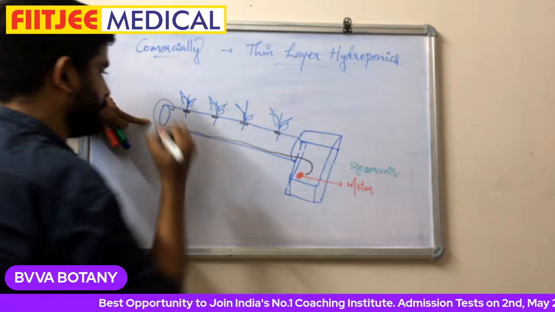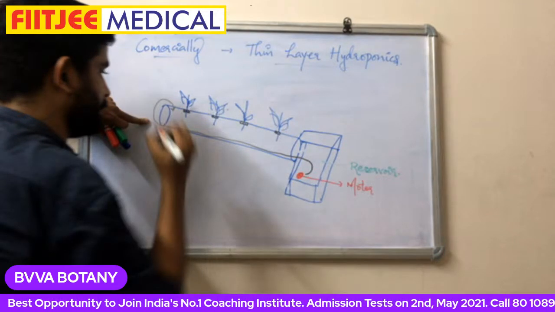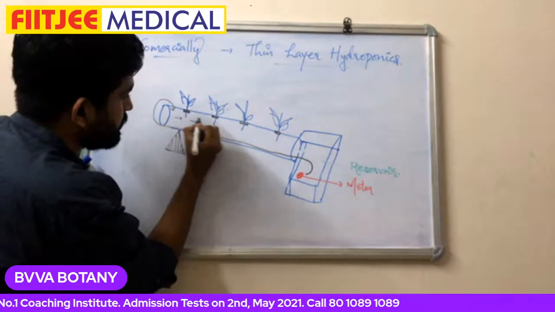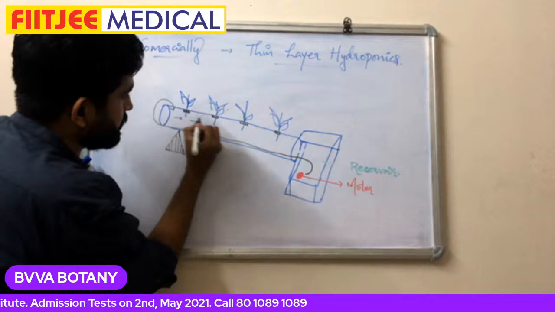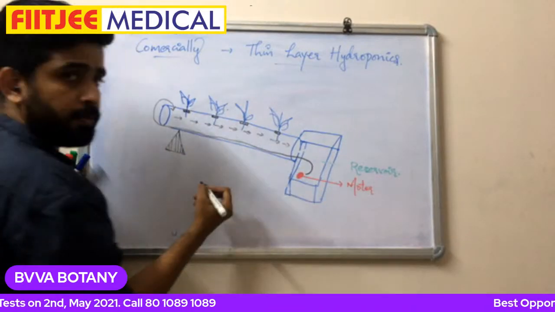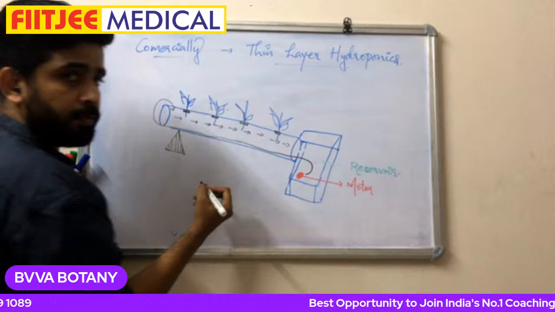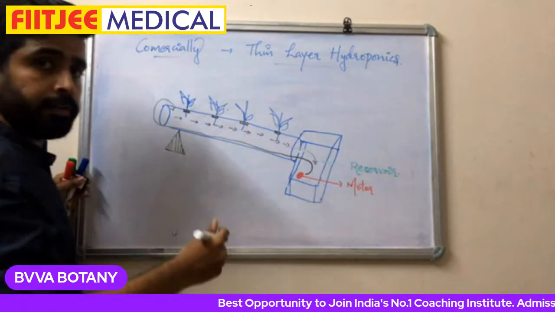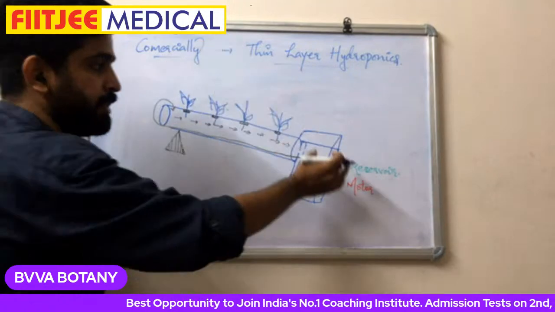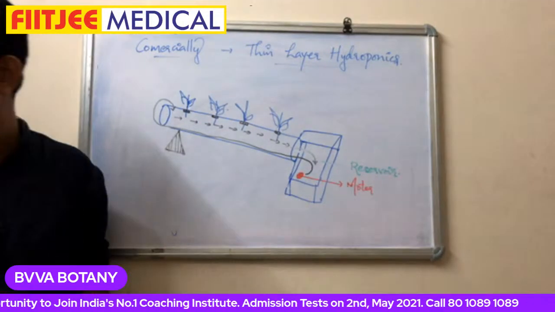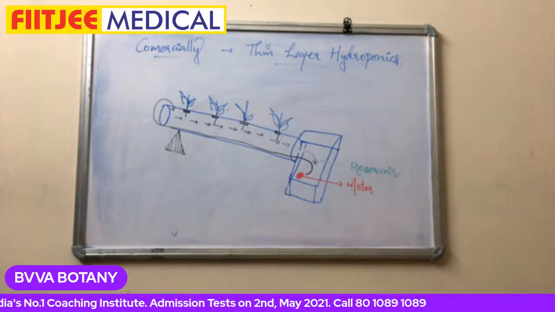Now what will happen? The tube is already in an inclined or slanting position. The nutrient solution will reach the plants, whereby continuous absorption will take place, and whatever is left over will reach back to the tray. It is a continuous cycle, which means the solution is not wasted unnecessarily. So this is the thin layer one.